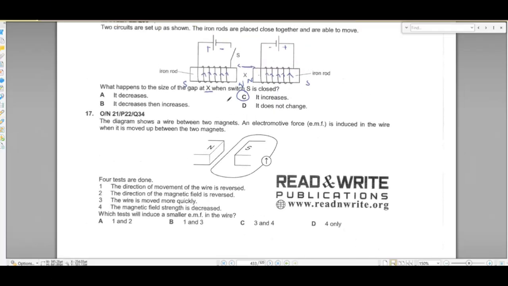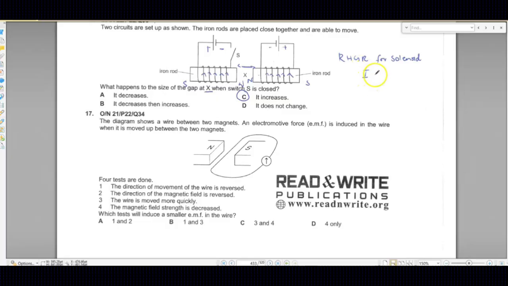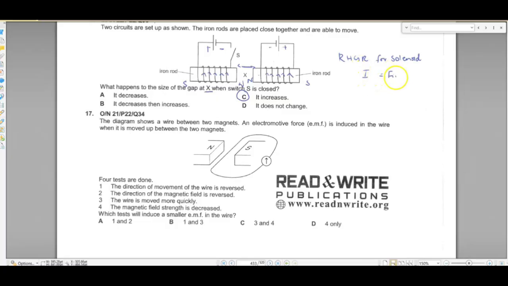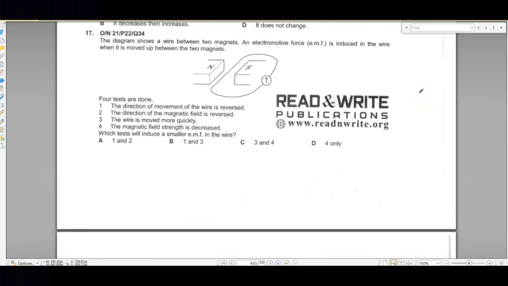And obviously for a solenoid, we use the right hand grip rule for solenoid. The curling of the fingers gives us the direction of the current, and the thumb points towards the magnetic field. Okay? It gives us the magnetic field. Remember this, please.